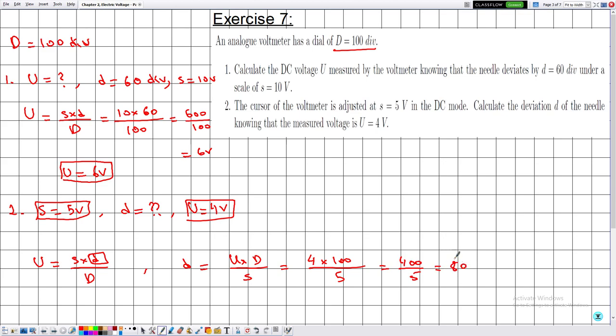Let me check the calculator. So it is given by 80, okay. So what's the SI unit of d? It is divisions. Then in this case, the deviation of the needle is given by d equal to 80 divisions. So this is it for exercise number 7.